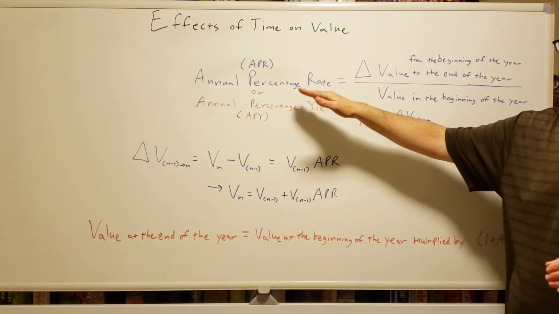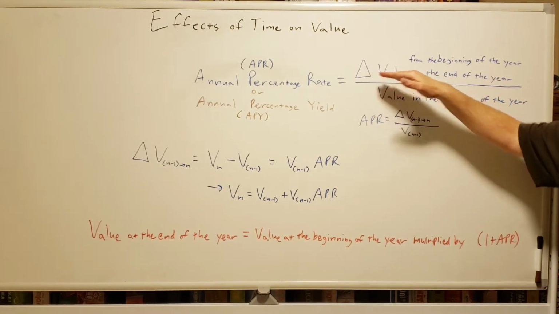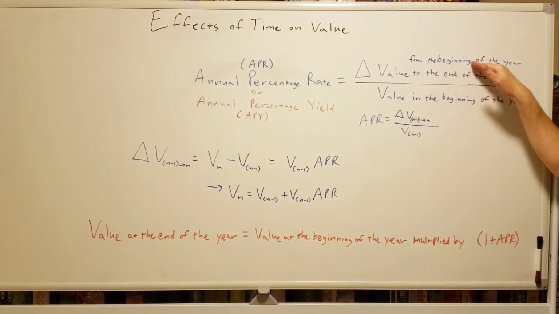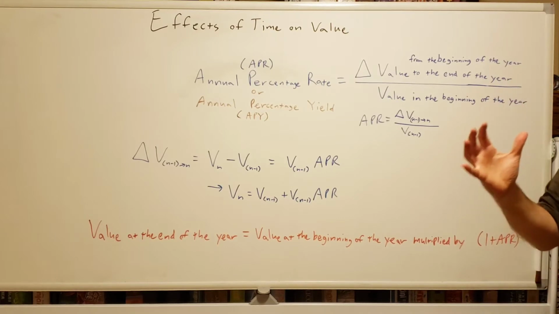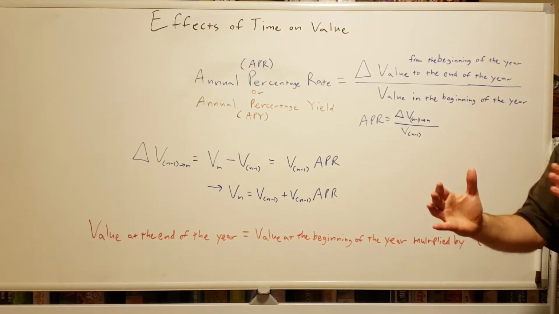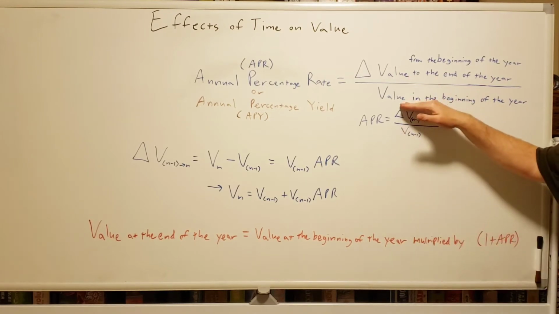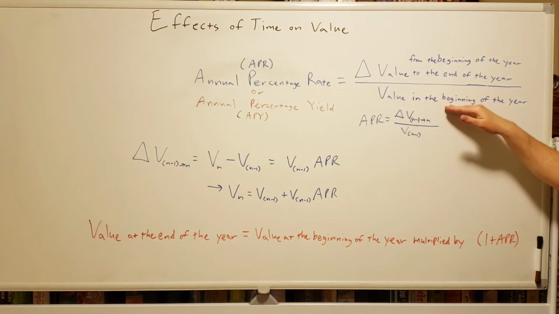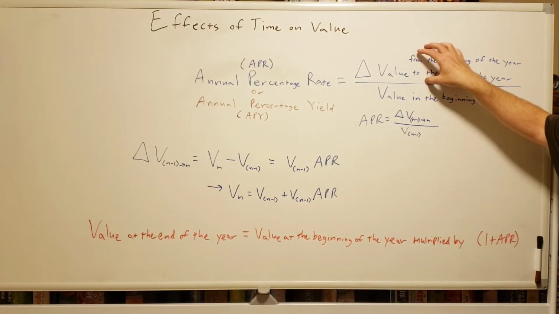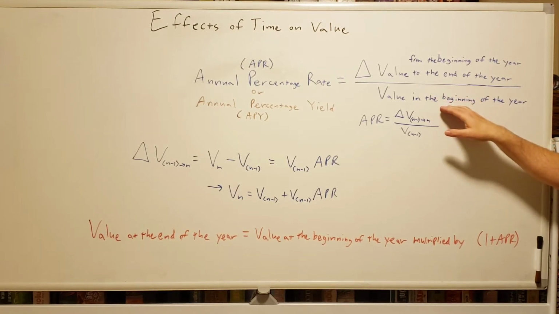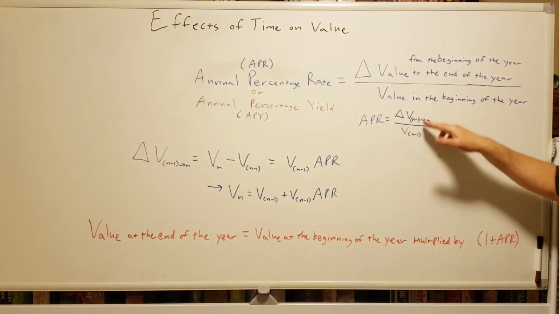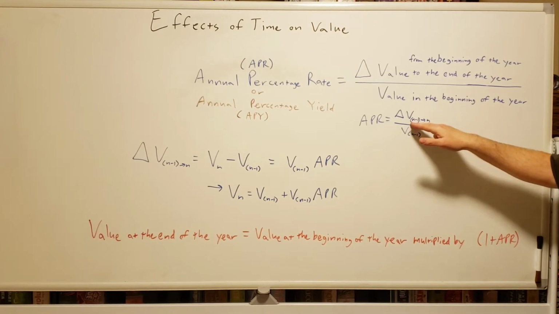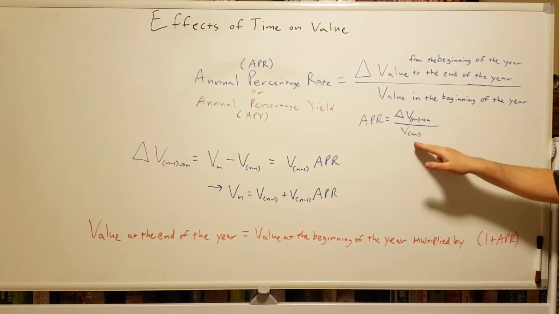So the annual percentage rate is the change in value from the beginning of the year to the end of the year. So how much change in value occurred from the beginning of the year to the end of the year, that number divided by the value that you had at the beginning of the year. So it's the change in the value divided by what you started with. I can express that as APR is equal to delta V from n minus 1 to n over the value at n minus 1.